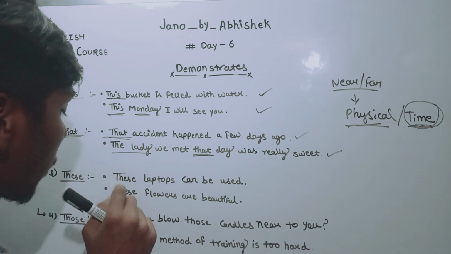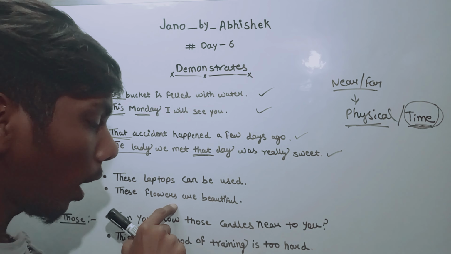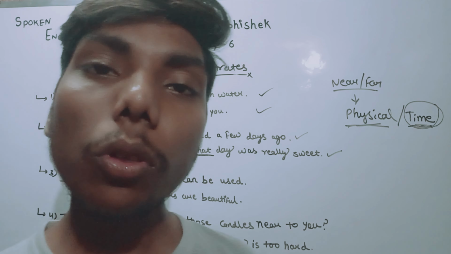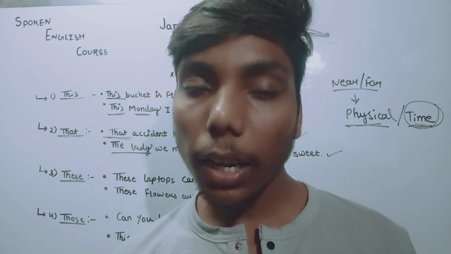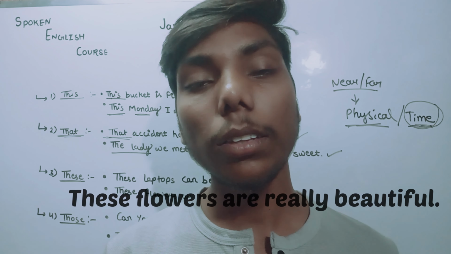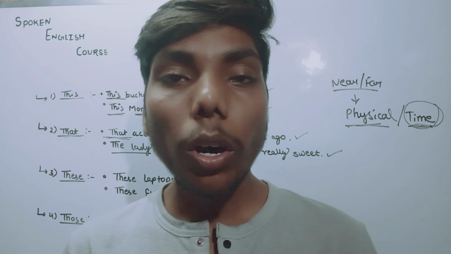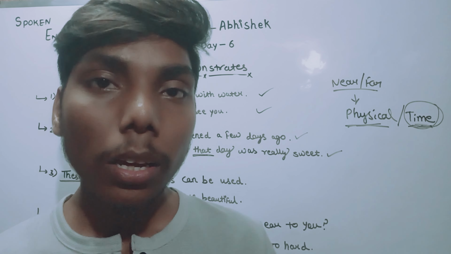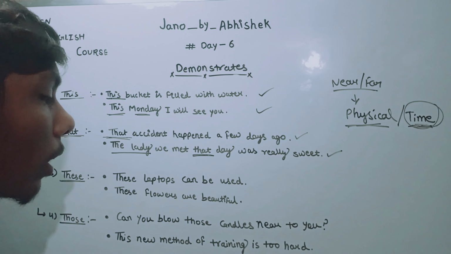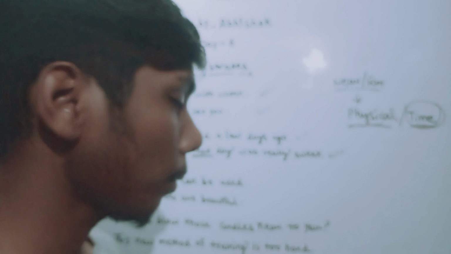Now let's see another example of these. These flowers are beautiful. Again I'm using these, which means the flowers are near around us. Let's suppose you are going to a park and there are so many flowers, so in that case you can say, to point out the flowers, these flowers are beautiful. Simple. Good.